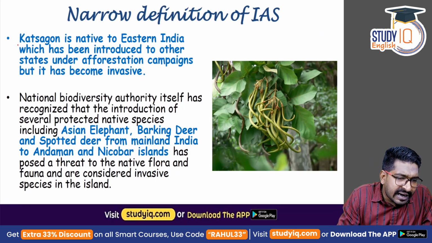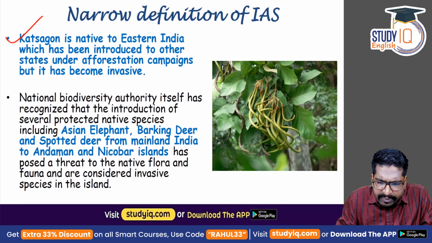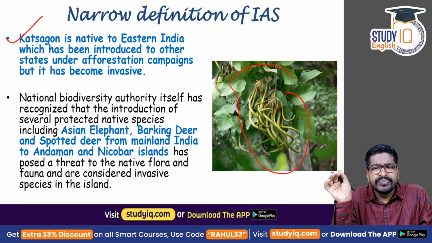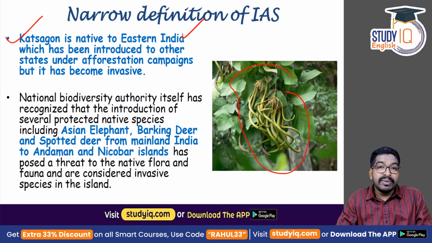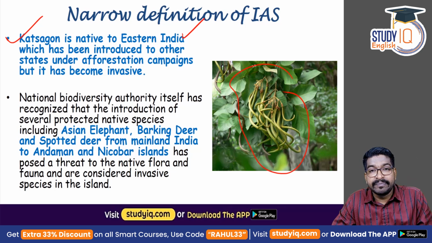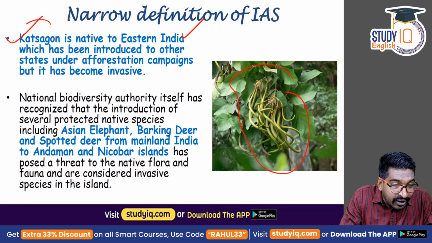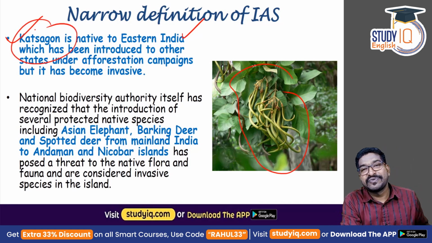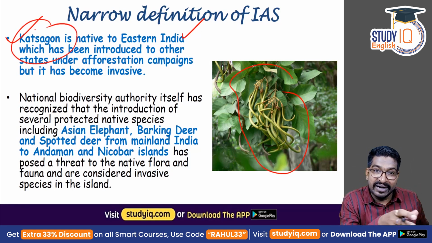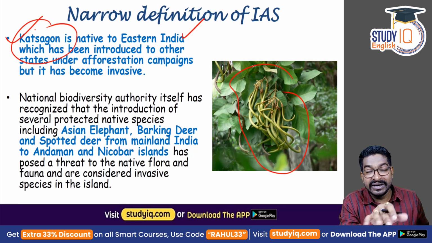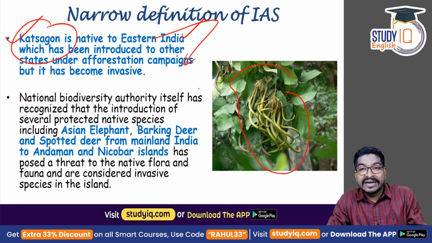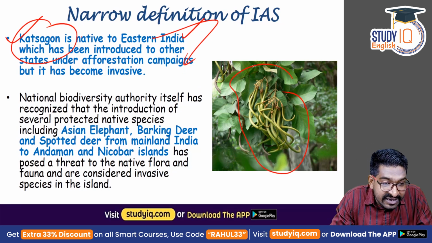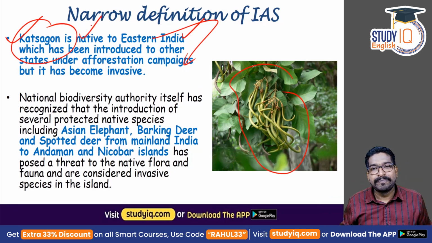There is an example of Catsagon. I'm quite sure you must have seen this Catsagon plant here. Catsagon was a native of eastern India, but in many afforestation campaigns, it was brought to other parts of India. Now, this Catsagon will not come under the definition of invasive alien species. Why? It is a native of India, a native of eastern India, but from eastern India it was brought into other parts of India, which has created a problem. An invasive alien species within India. That is the problem with the definition. I hope it is clear to you.